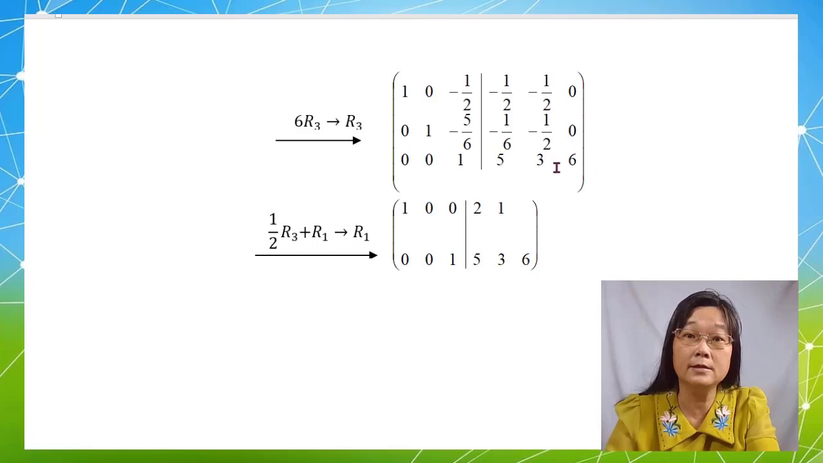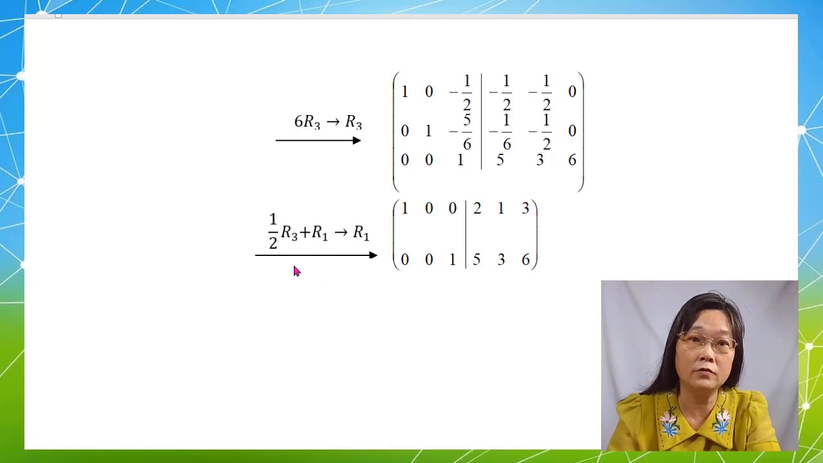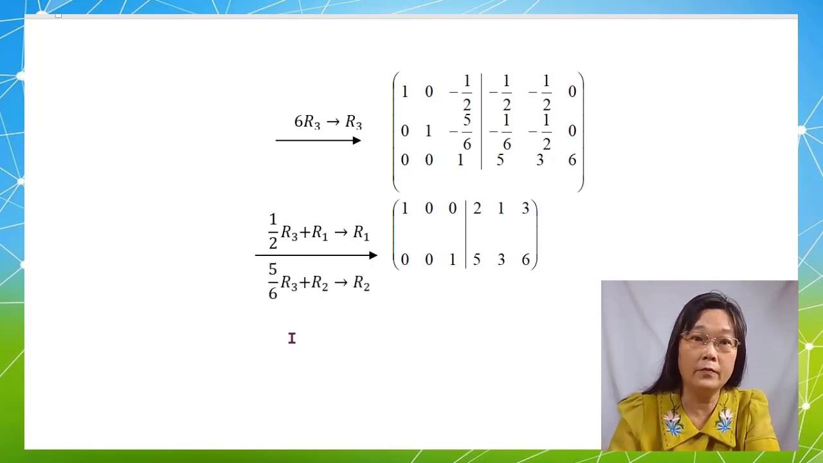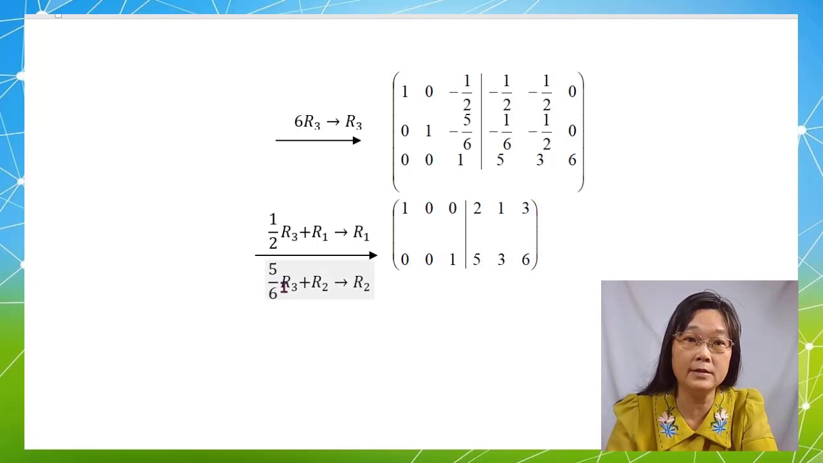Then the sixth number is in row 3 is 6. Then 6 times 1 over 2 is 3. 3 plus 0, it is equal to 3. Now we go to row 2. Row 2, in order to change negative 5 over 6 into 0, we need a positive 5 over 6. So we can get the positive 5 over 6 by multiplying row 3 with 5 over 6 and add into row 2. So the operation is going to be 5 over 6 times row 3, add into row 2.